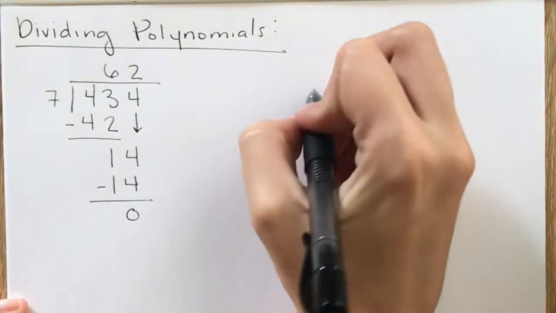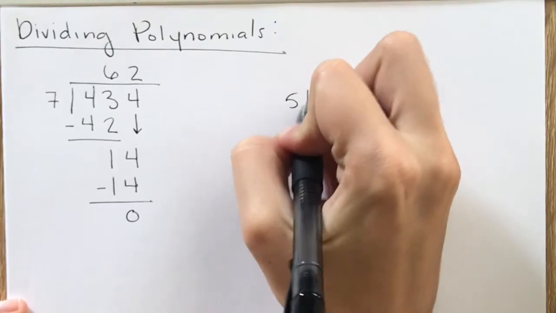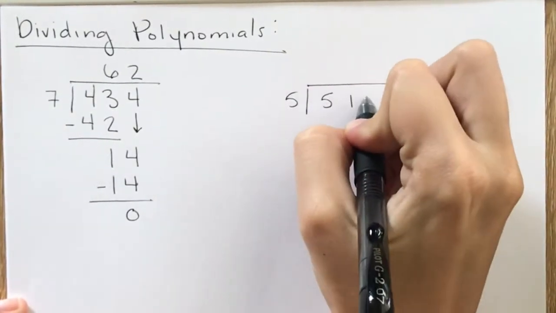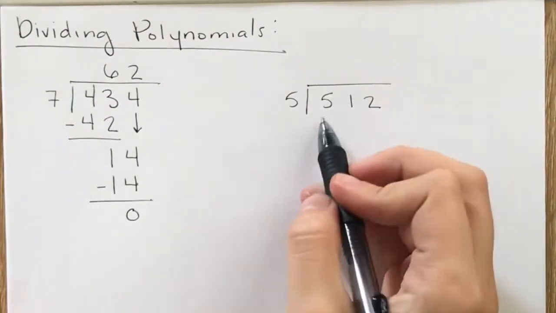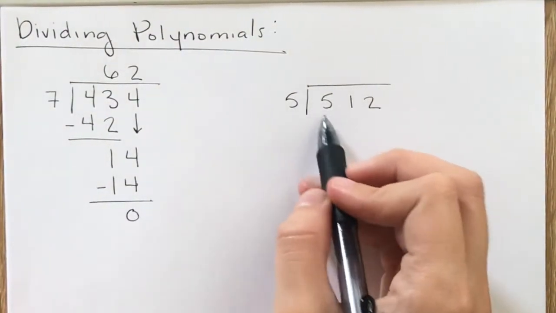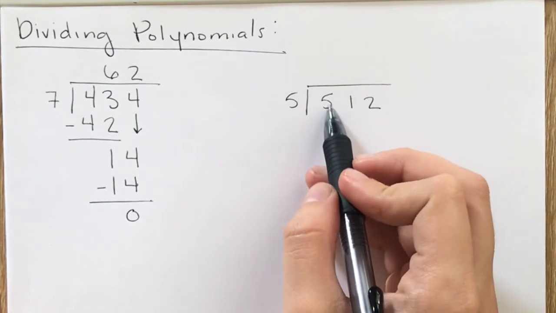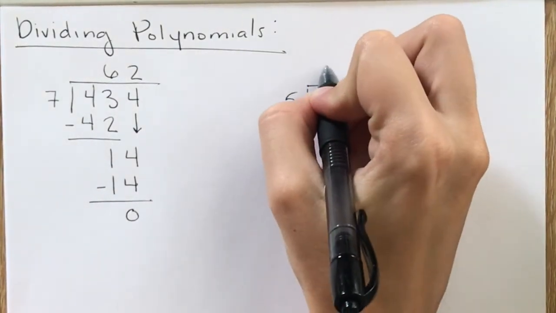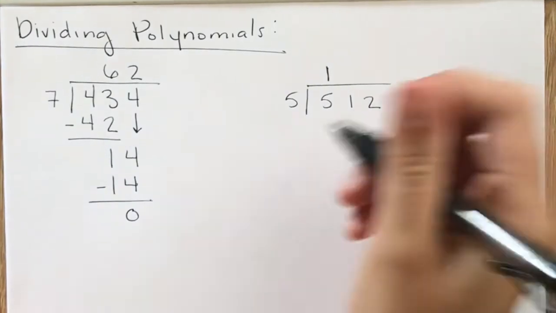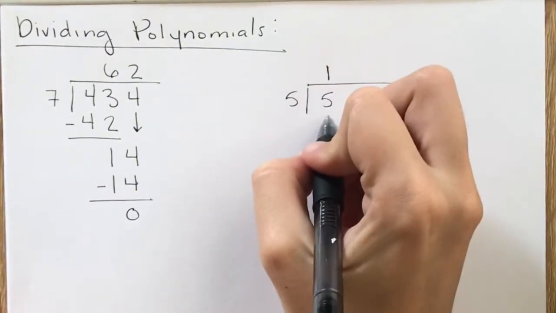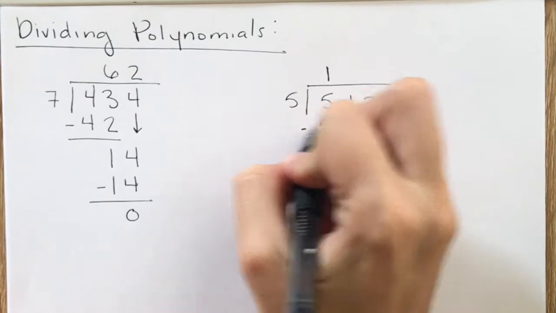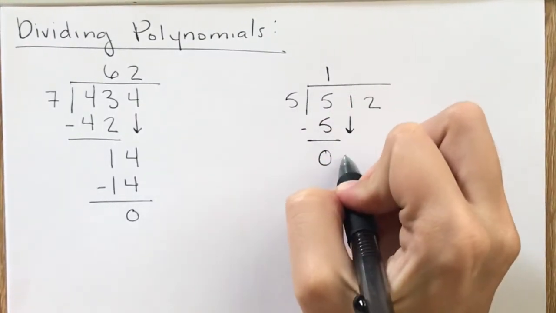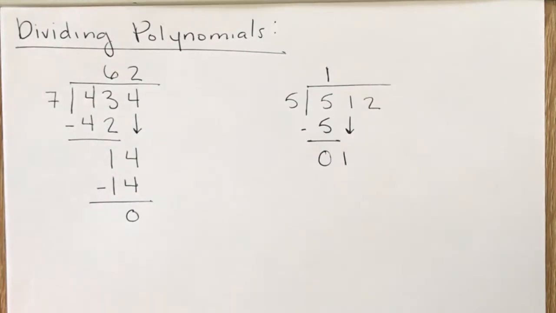Let's do one more. So if we have 5 dividing 512, we'll start the same way. So let's look at this first digit. We have 5. 5 divides 5, of course. There's only one of those that can fit in there, so we write 1 above that 5. 1 times 5 is 5. We subtract, we get 0. We bring down the next digit, we have 1.